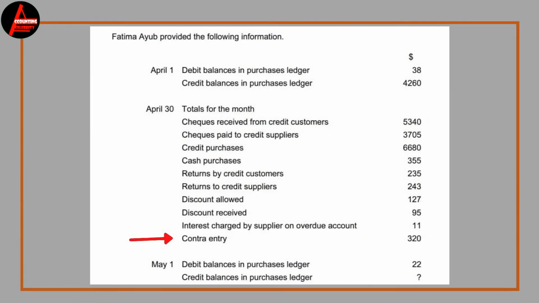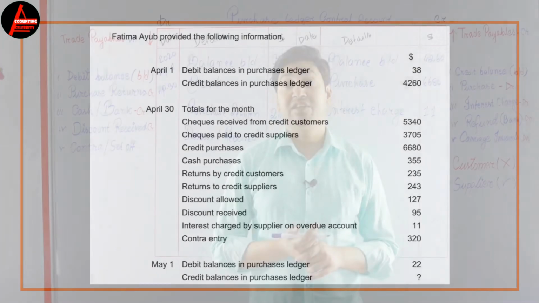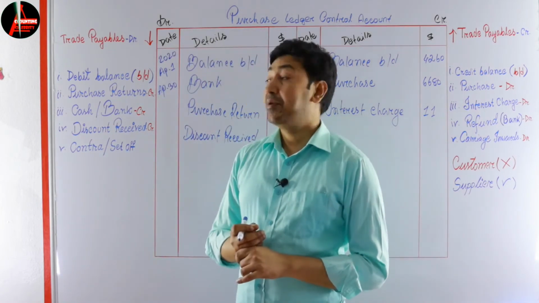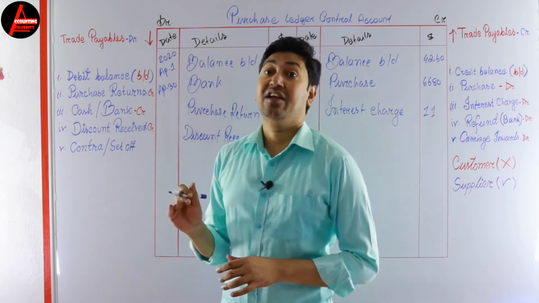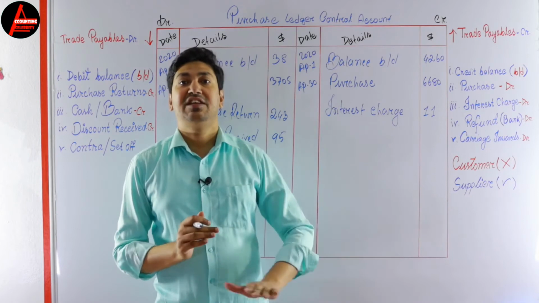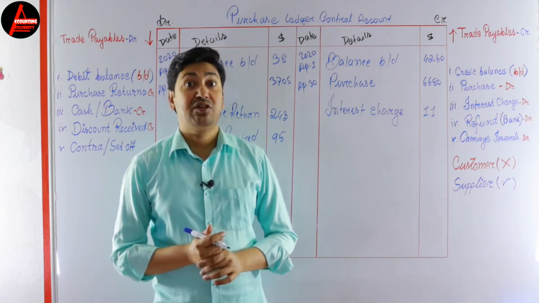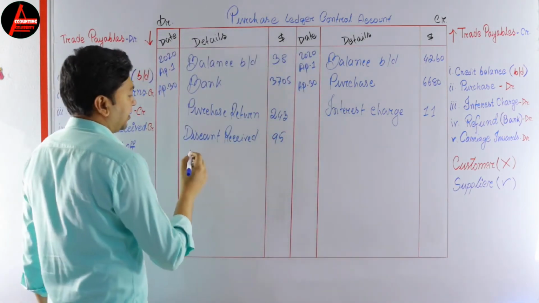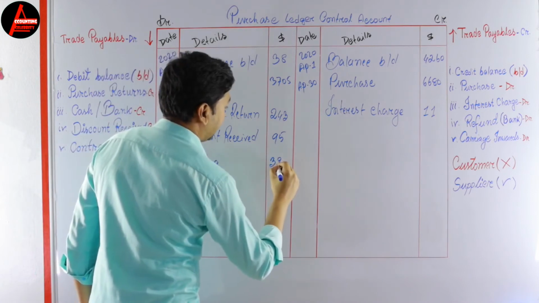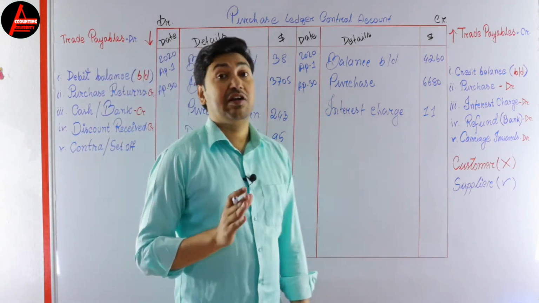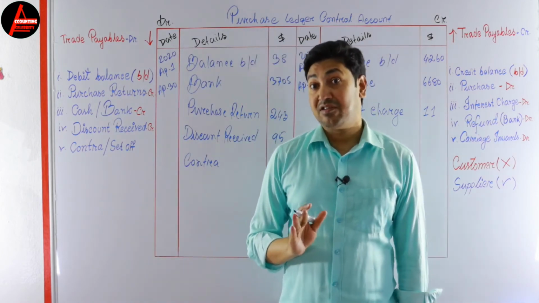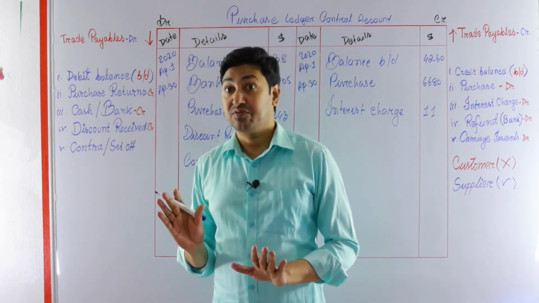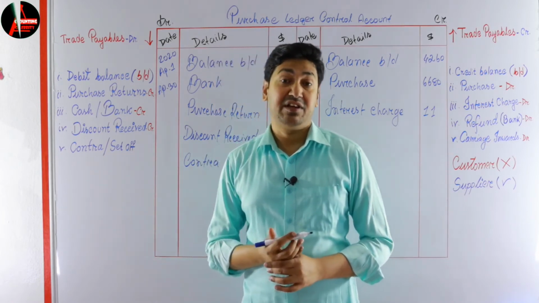So what is next? We have here contra entry $320. What is contra entry? Contra entry is a transaction which appears on the debit side of purchase ledger control account and on the credit side of sales ledger control account. We are doing purchase ledger control account right now, so we have to record in the debit side. Let us write here contra, $320. One more thing: always in the question, contra will not be written. Sometimes it will be written as set off. Set off and contra are the same terms. So don't be confused if you get different terms in the question.